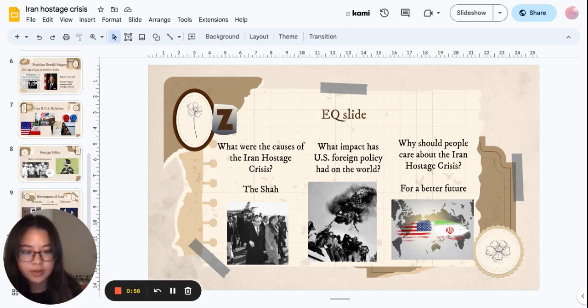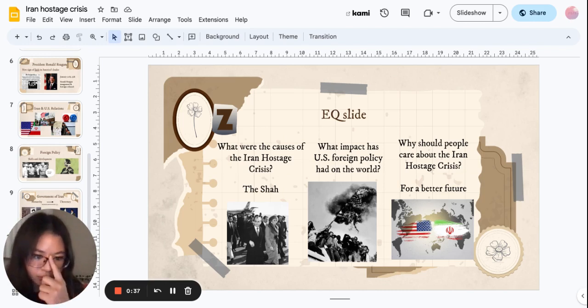What impact has US foreign policy had on the world? US foreign policy has generally had a positive impact on the world because it revolves around financial support, global trade and industry, while also promoting human rights, democracy, safety, and security.